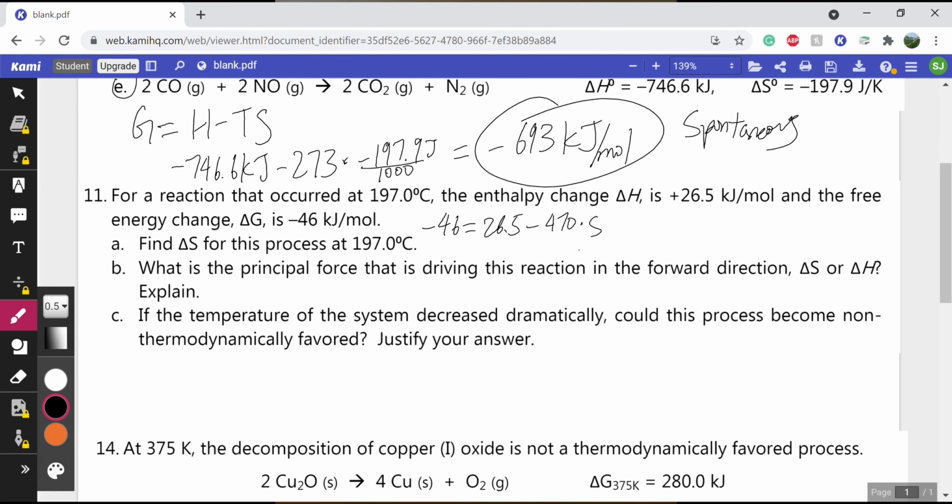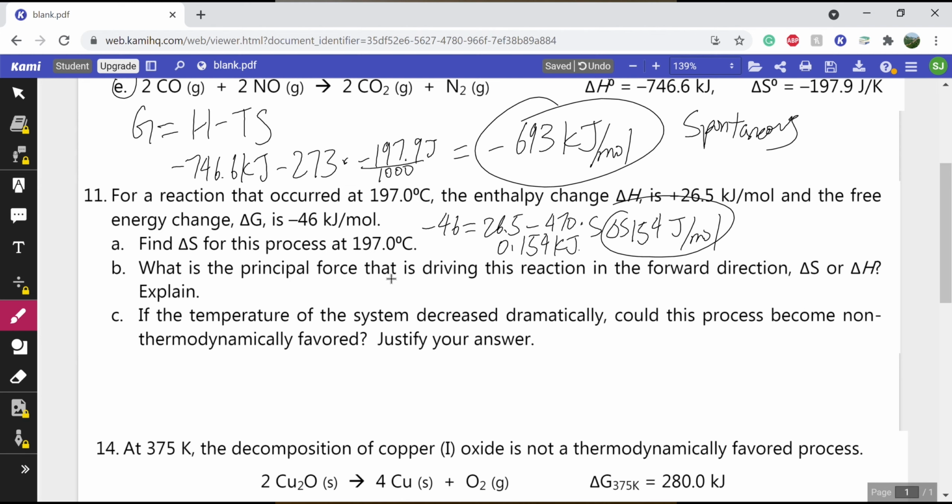Which is going to get our S as 0.154 kilojoules. Since everything else is in kilojoules, now we need to convert S into joules. So when you multiply this by 1000, we get 154 joules per mole, and that is our delta S.